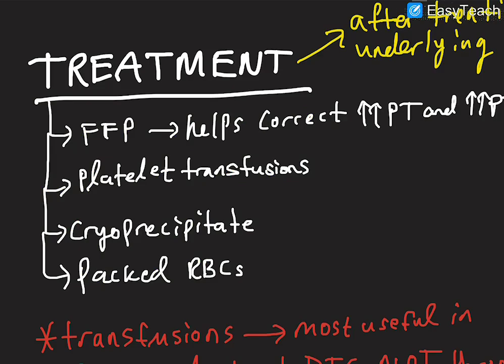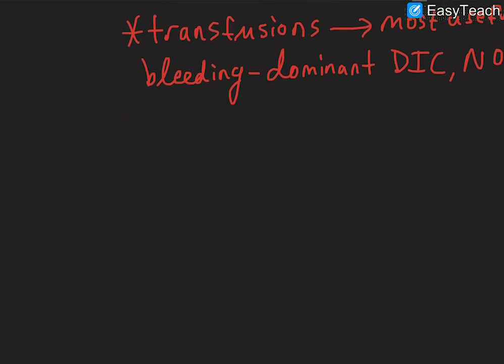When we talk about treatment, we should understand basic things about what you can give. So there are four main things you can give in terms of treatment in DIC. What I should say is, first let's understand the four main blood product types that you can give.